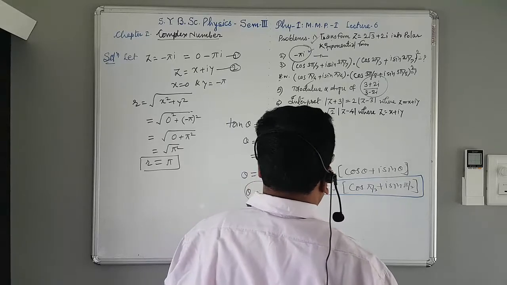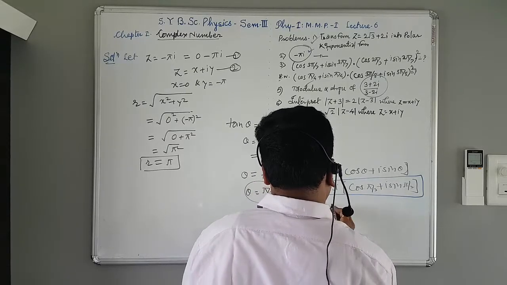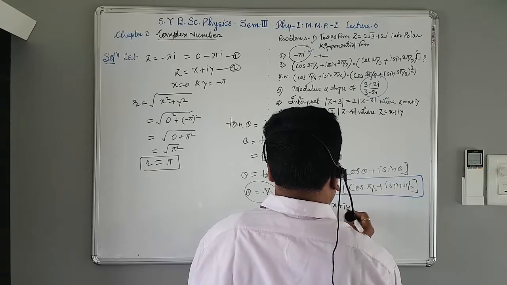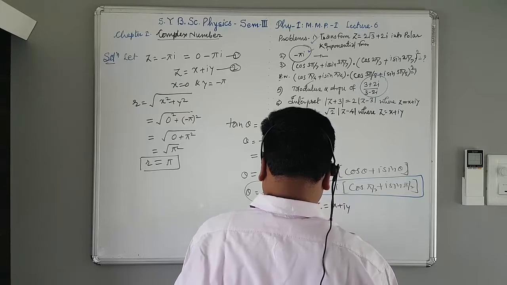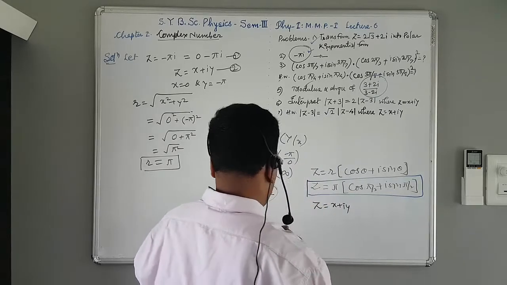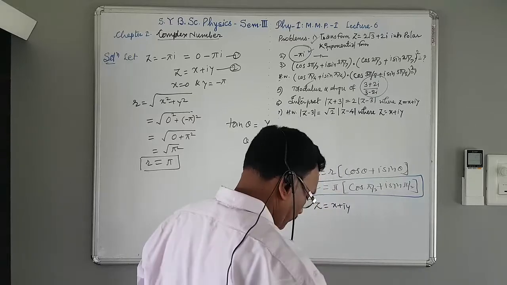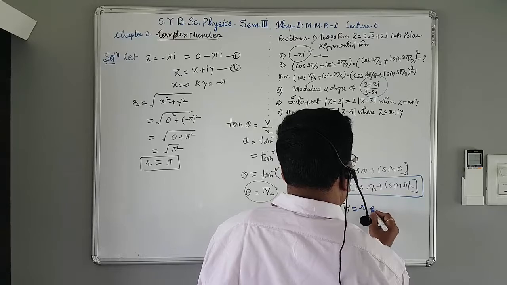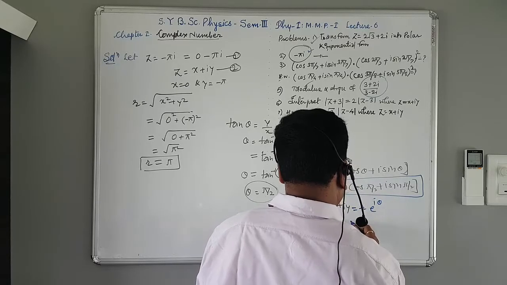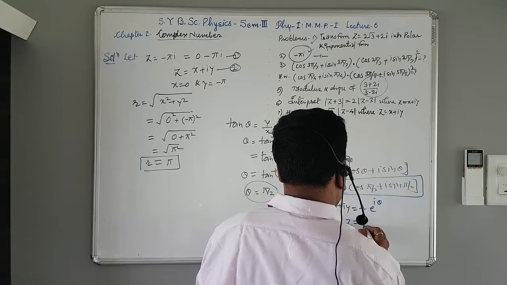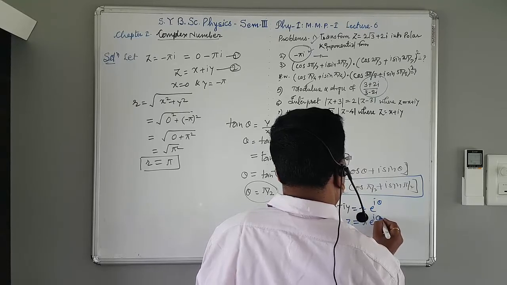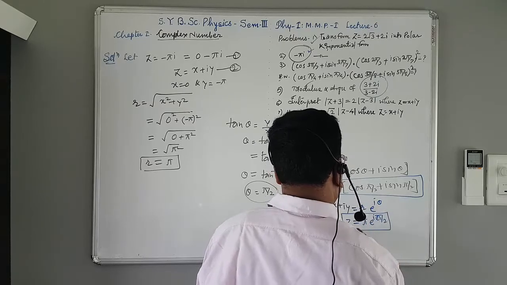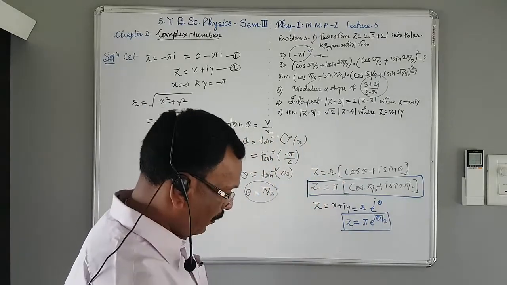In a similar way, we can express the complex number z, that is x plus iy, into exponential form, r into e raised to i theta. Again substitute the value of r and theta, we have pi e raised to i pi by 2, and this is the exponential form of the given complex number.